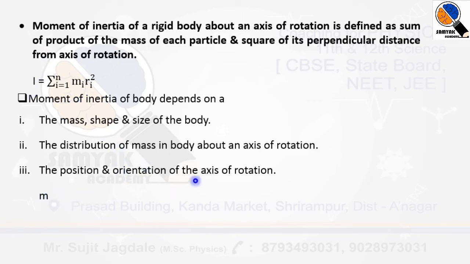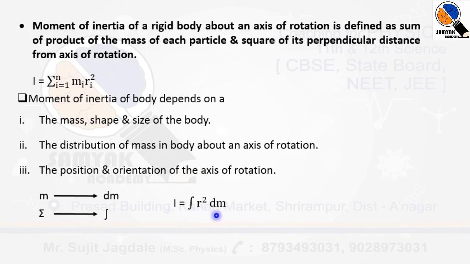मग त्या ठिकाणी मास जो आहे एम तो रिप्लेस होतोय डी एमने. त्यानंतर समेशन रिप्लेस होणार आहे इंटिग्रेशनने. आणि आता एकच कंटिन्युअस बॉडी आहे त्यामुळे एकच डिस्टन्स असेल, म्हणजे इथे आर आय घ्यायची गरज आहे का, नाही. म्हणून तो फॉर्म्युला होतोय, I = ∫ r² dm.